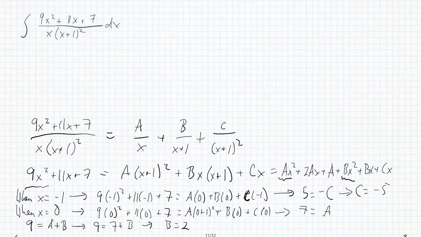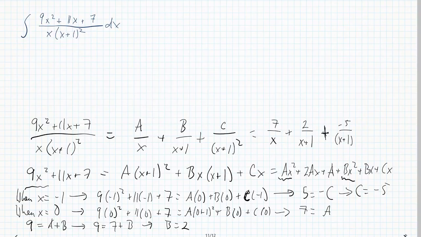So what this tells us is that our integral has A being 7, so that's 7 over x, B being 2, so that's 2 over x plus 1, and C being -5, so that's -5 over (x plus 1) squared. This sets us up for our integral. This will be a lot easier to deal with: 7 over x plus 2 over (x plus 1) minus 5 over (x plus 1), the quantity squared.